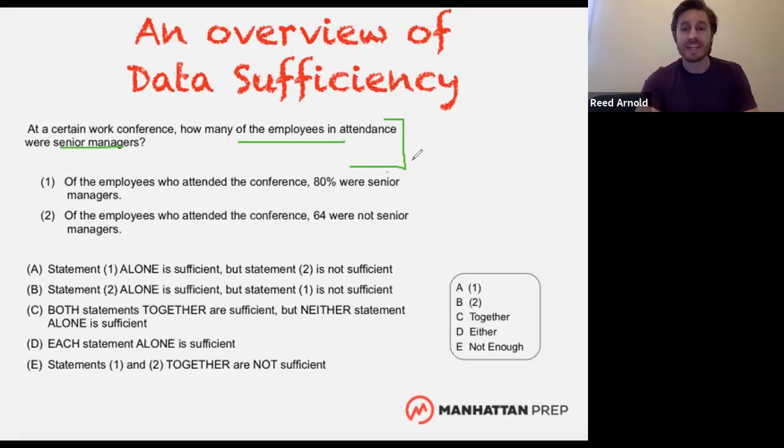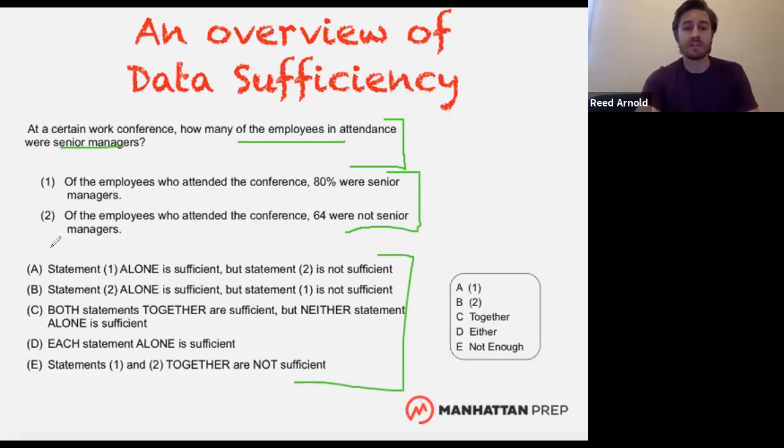I then will get two statements about the scenario. Statement one tells me that of those employees who attended, 80% were senior managers. Statement two tells me that of those who attended, 64 were not senior managers. And then I will get these five answer choices. They are always the same answer choices. They are always phrased in the same way. They are always in the same order. So you eventually will want to have them memorized.